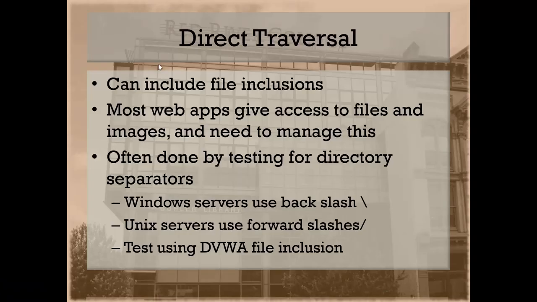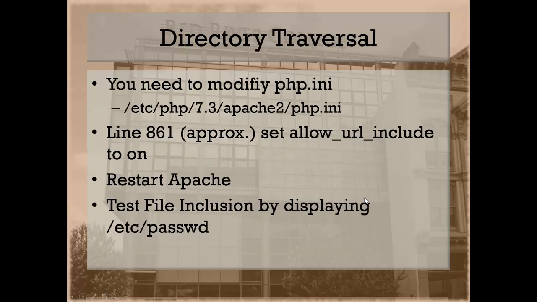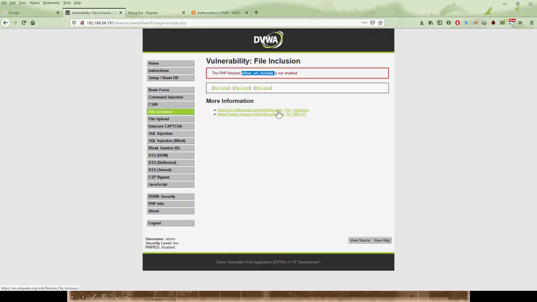We need to make sure that DVWA is running. We need to understand directory separators as well. Most PHP sites, not all, but most, are running on Unix architectures, which means we use a forward slash for the directory separator. Windows uses a backslash. Also, because of this error that we just saw, the allow URL include is not enabled.